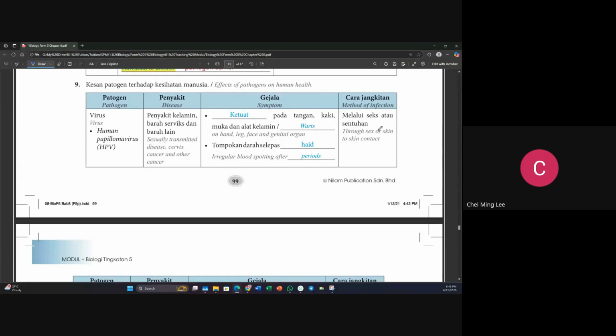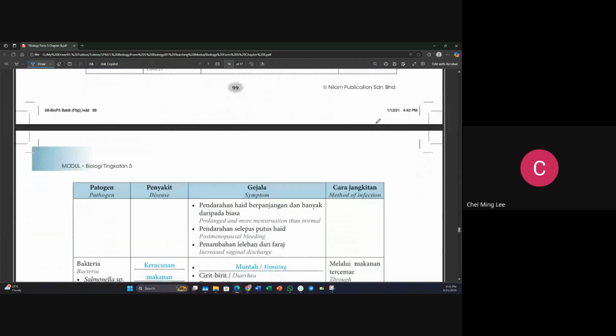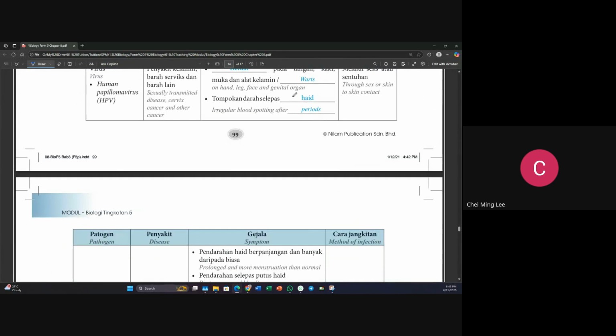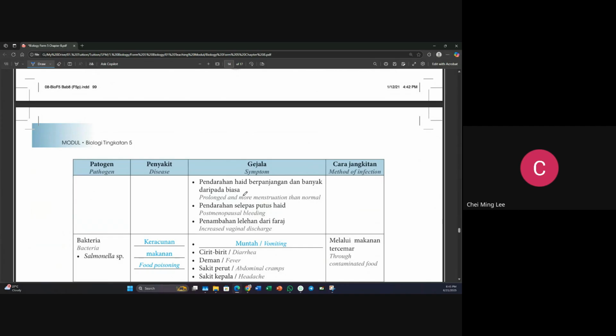This cancer, ovarian cancer. For the symptoms, sometimes they have prolonged and heavier menstruation than normal, meaning that during menstruation the blood released is more. And then menopausal bleeding as well, and increased vaginal discharge, because the body is trying to release some gel to protect against the infection.